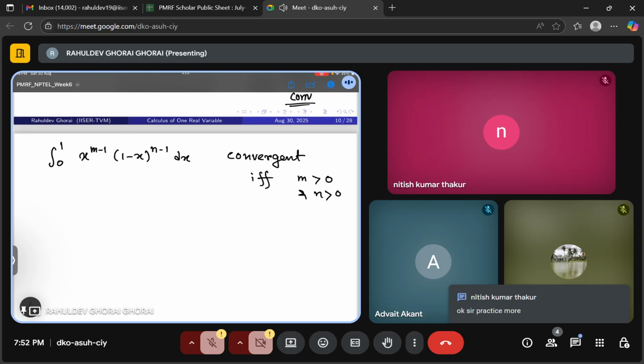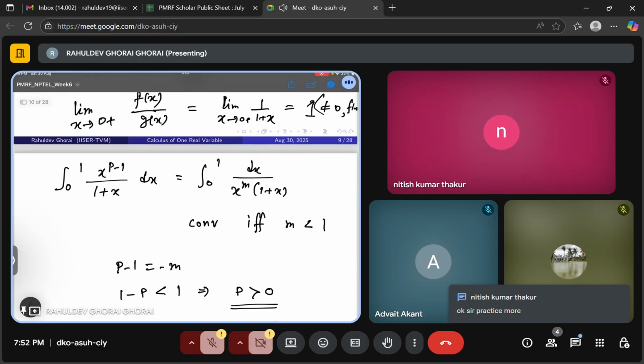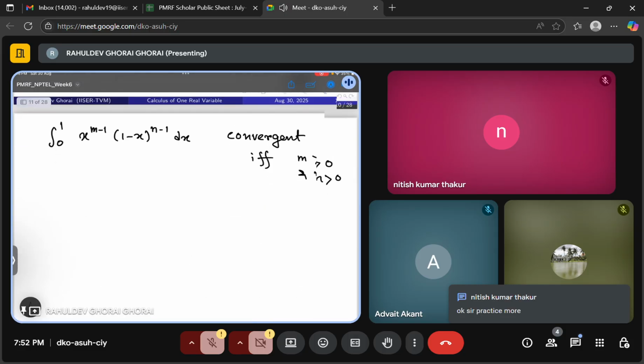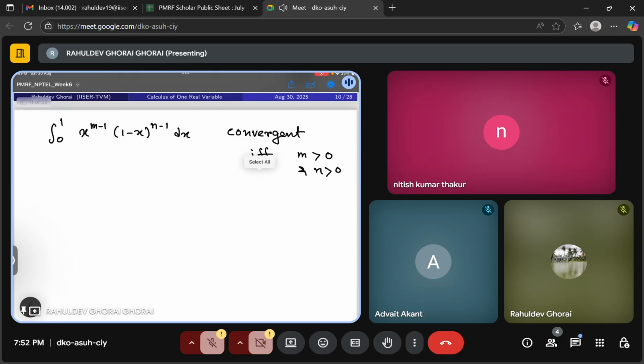Also, you can do it using the same methodology, like the comparison principle. You can find a function, but you have to do a little bit of calculation. But now I come to the question I asked. Do you know about this function? Any speciality of this function? First of all, it's convergent if and only if m is greater than 0 and n is greater than 0.